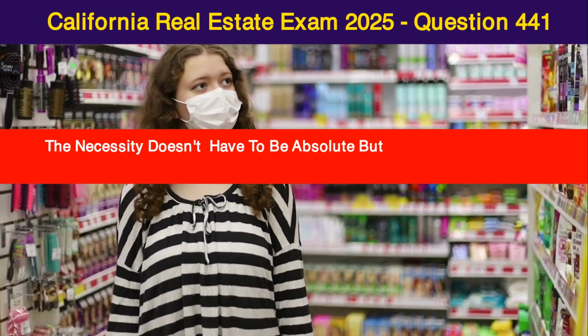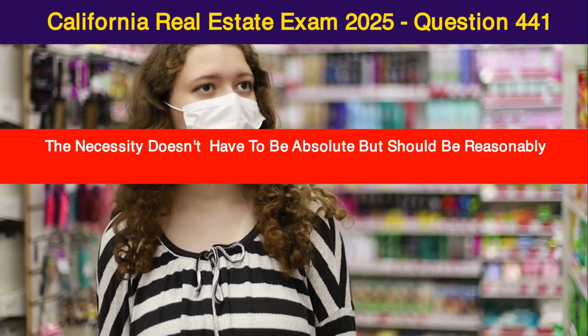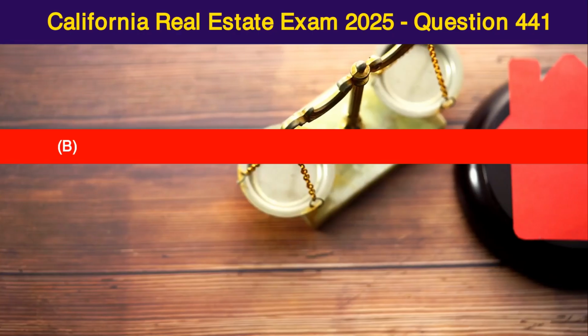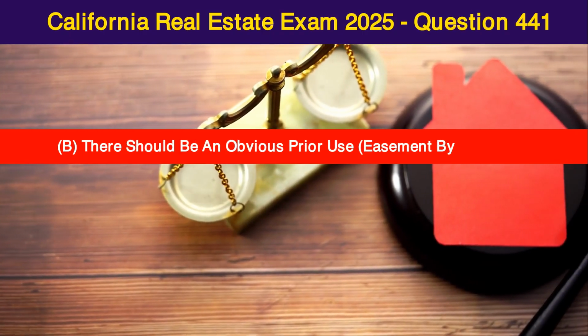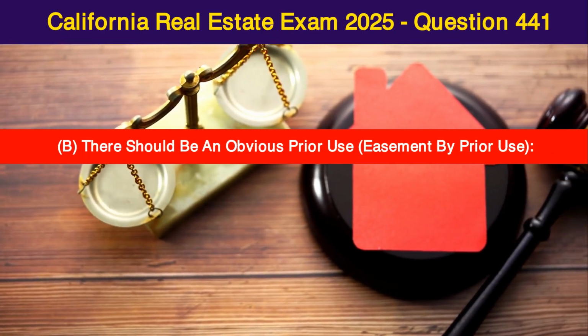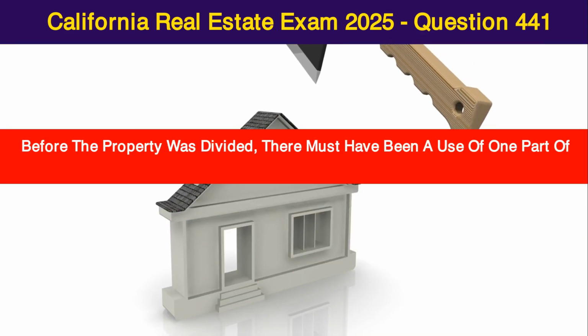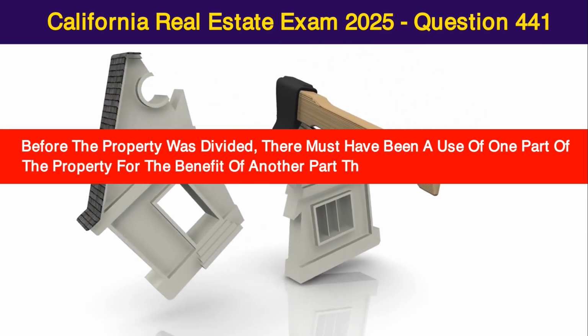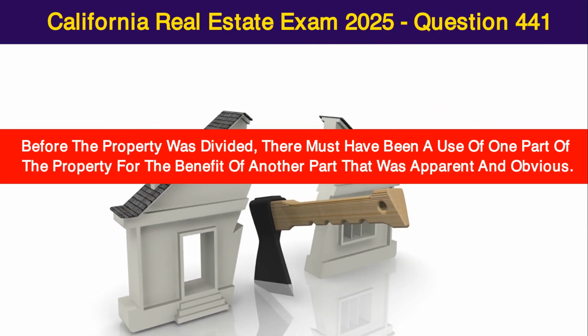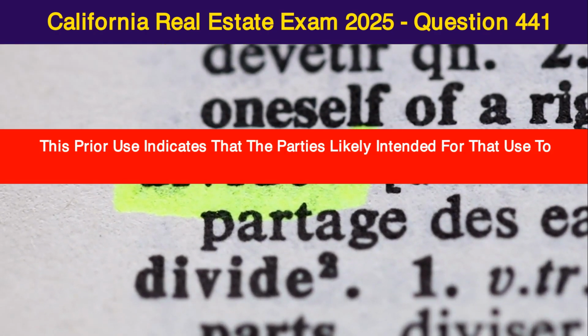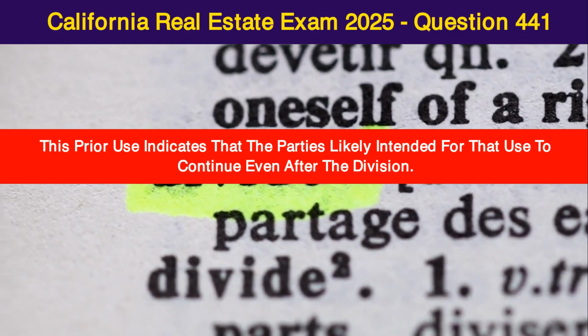The necessity doesn't have to be absolute but should be reasonably necessary for the convenient and comfortable enjoyment of the property. B. There should be an obvious prior use, easement by prior use. Before the property was divided, there must have been a use of one part of the property for the benefit of another part that was apparent and obvious. This prior use indicates that the parties likely intended for that use to continue even after the division.